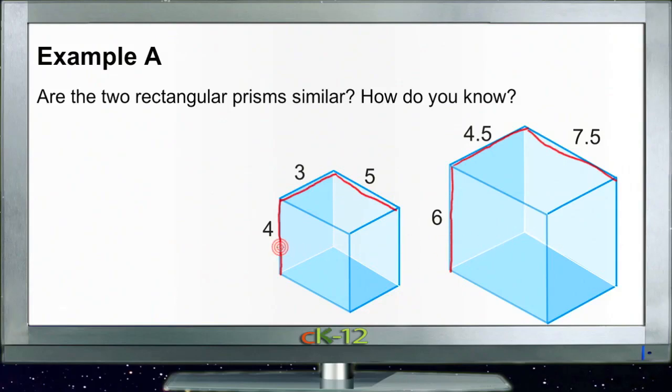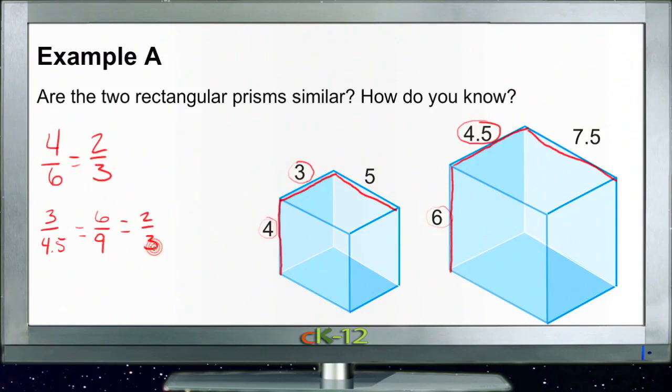So what we need to do here is see if we can find the scale factor between the two of them and then see if it applies to each of the different lengths, right? So if we take our first shape here and our height is 4, and our second shape, the height is 6, that's a ratio of 4 to 6, which reduces to 2 over 3. Well, then if we take our length, or our width, I guess, we get 3 compared to 4.5. So 3 over 4.5 would be the same as 6 over 9 to make them whole numbers, which then reduces again to 2 over 3. So those two are the same ratio.